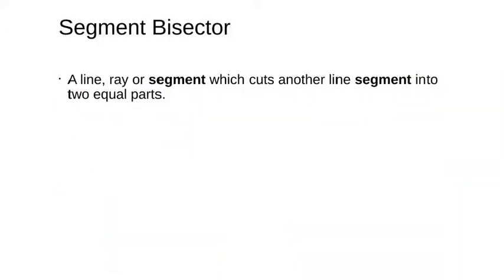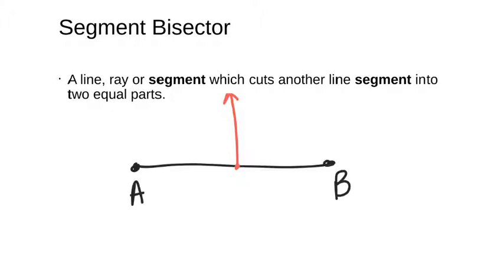Alright, and then just a couple of definitions. A segment bisector is a line, ray, or segment which cuts another line segment into two equal parts. So if I have a line segment AB, there can be a segment bisector that could have been a ray, and that would have just cut the two segments in half. It could have been a line that cut them in half. It could also have been a segment that cut it in half.